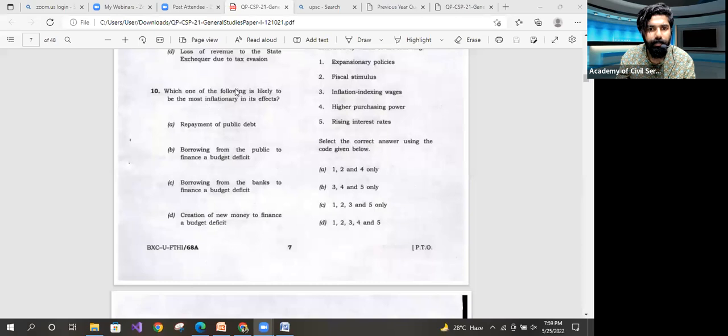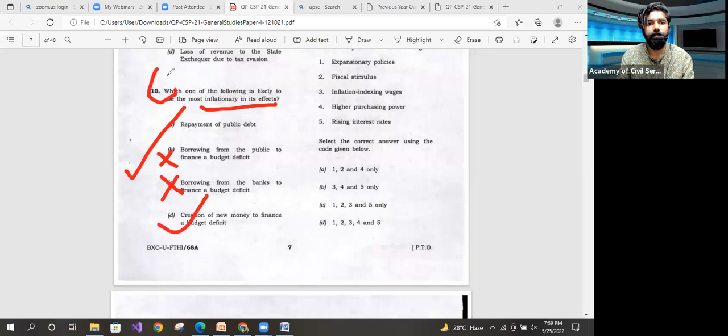Following effects of creation of black money. Following likely the most inflationary effects. This one I will check. Inflation was in the news. I read something about inflation. Let's see what that is. What will be the most inflationary effect? Repayment of public debt, borrowing. These are opposite concepts. And the payment of which one is the most likely? So I will prefer creation of money into the finance will be the right attempt for this.